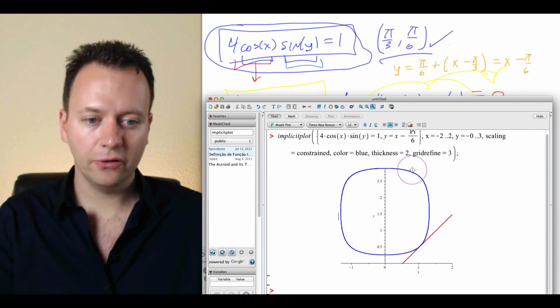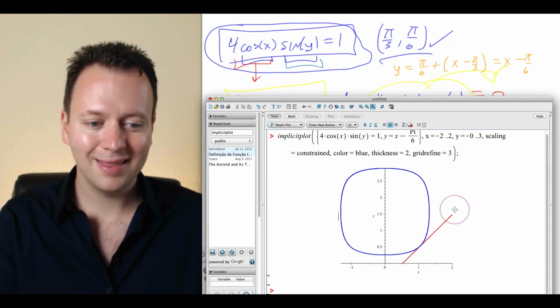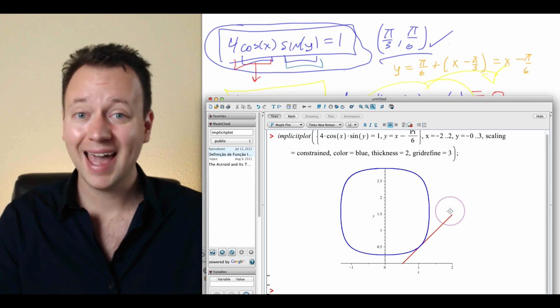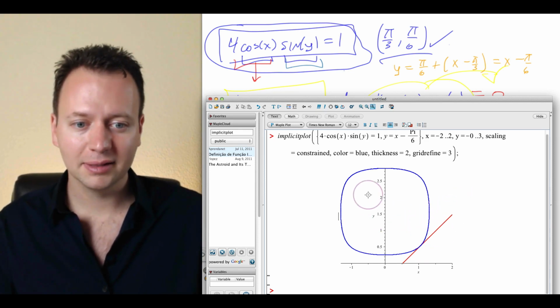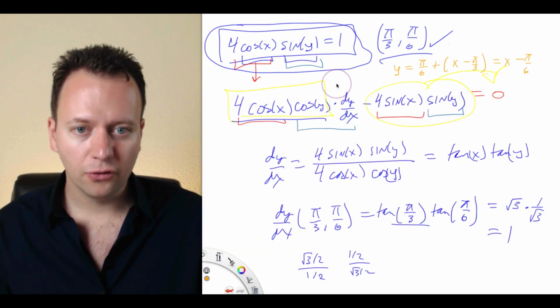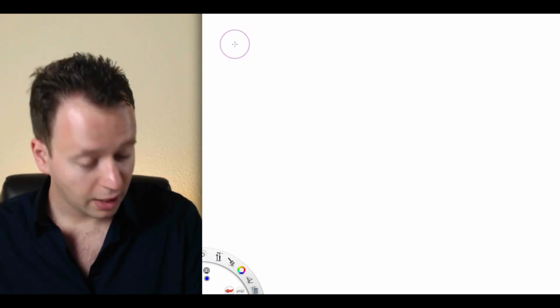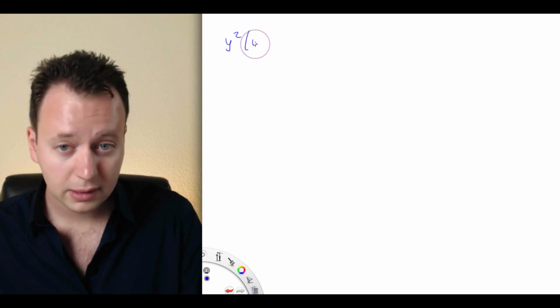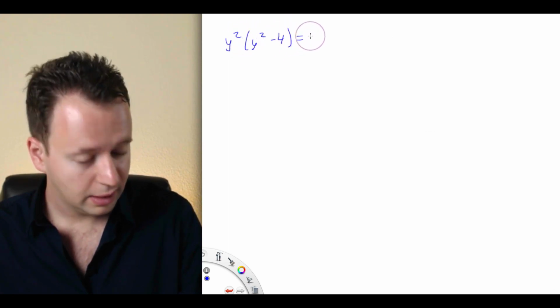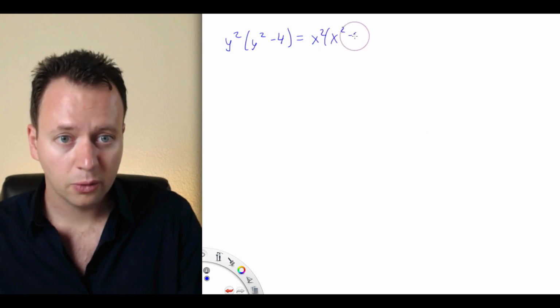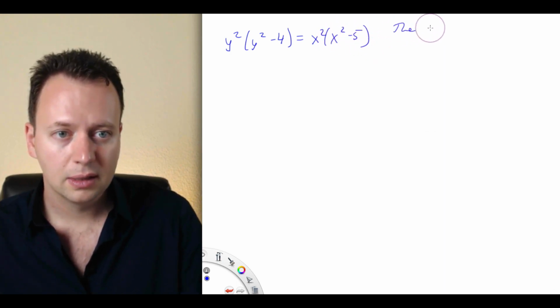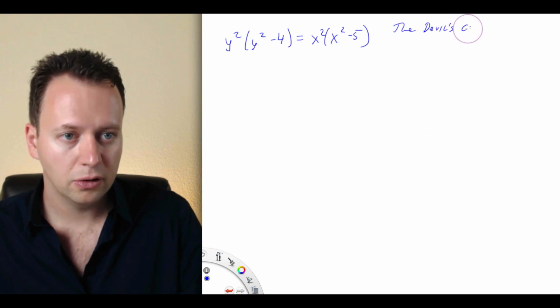So pretty cool. Here's our implicit equation, and there's a tangent line like magic, and we can do this at any point on the curve. It doesn't matter. So for our final example, let's consider an implicit equation known as the devil's curve. This equation is given by y squared times y squared minus 4 is equal to x squared times x squared minus 5. So this is the devil's curve.